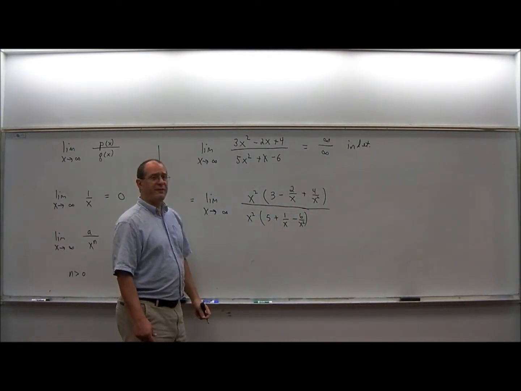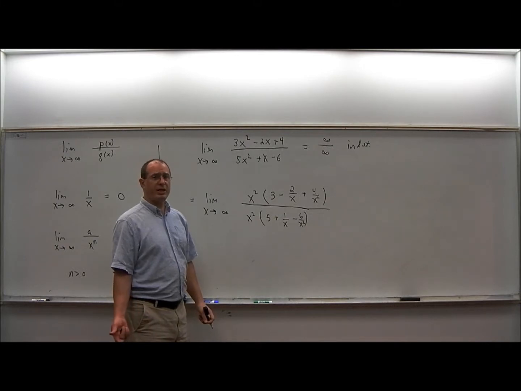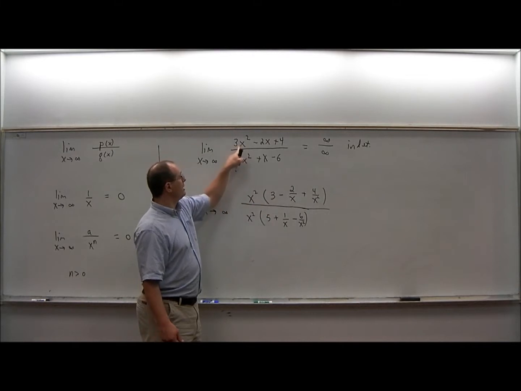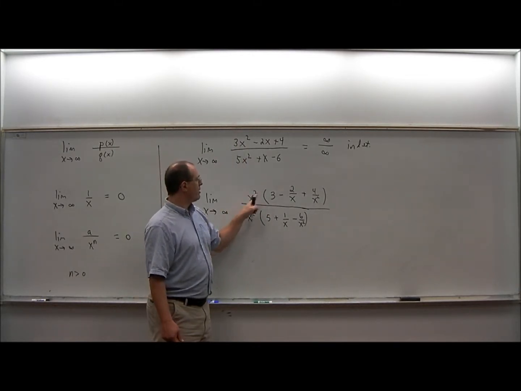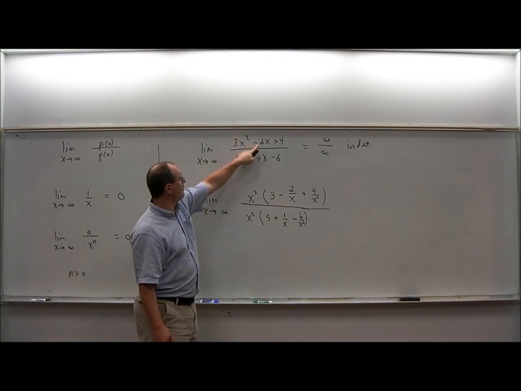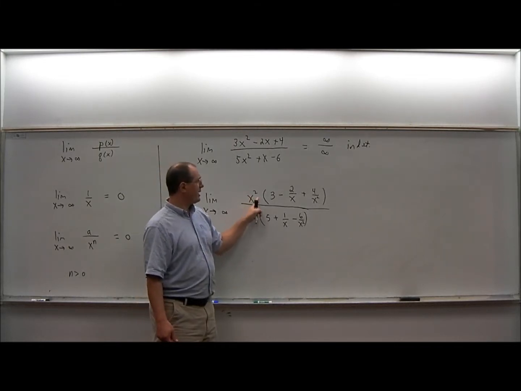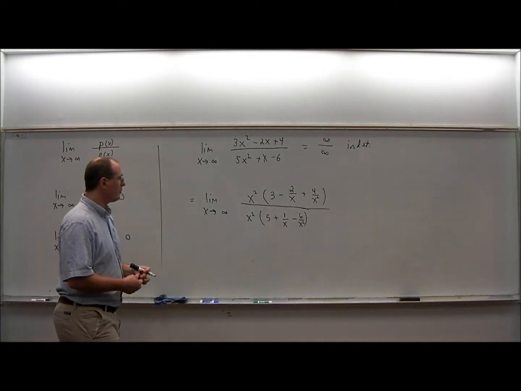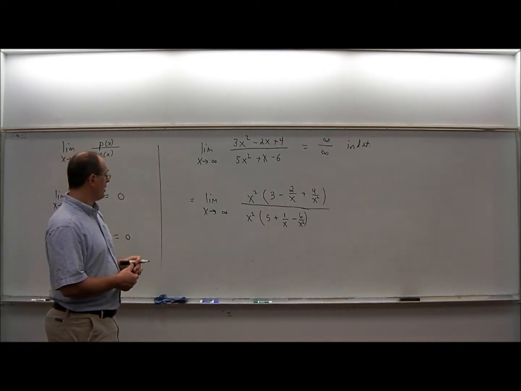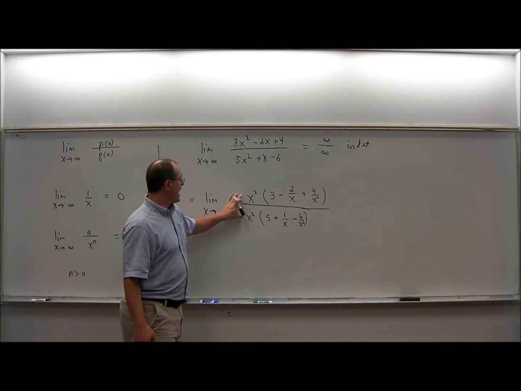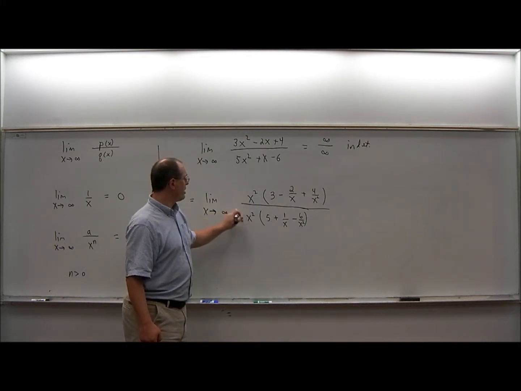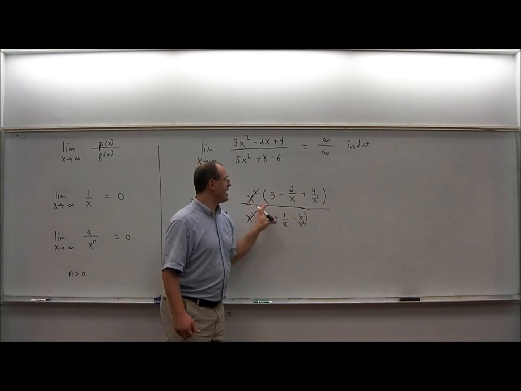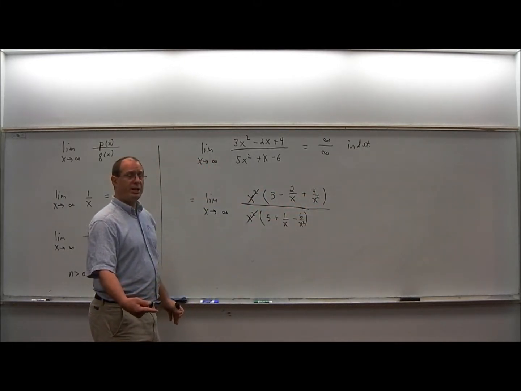Whenever you're doing a factorization like this, it's always a good idea to double check it by multiplying. X squared times 3 is 3x squared. X squared times negative 2 over x is going to give us negative 2x. And x squared times 4 over x squared is going to give us 4. So we can check it pretty quickly. Now the point is that having factored the same thing for the numerator and denominator, we can cancel. And the expression that's left, we can deal with term by term.